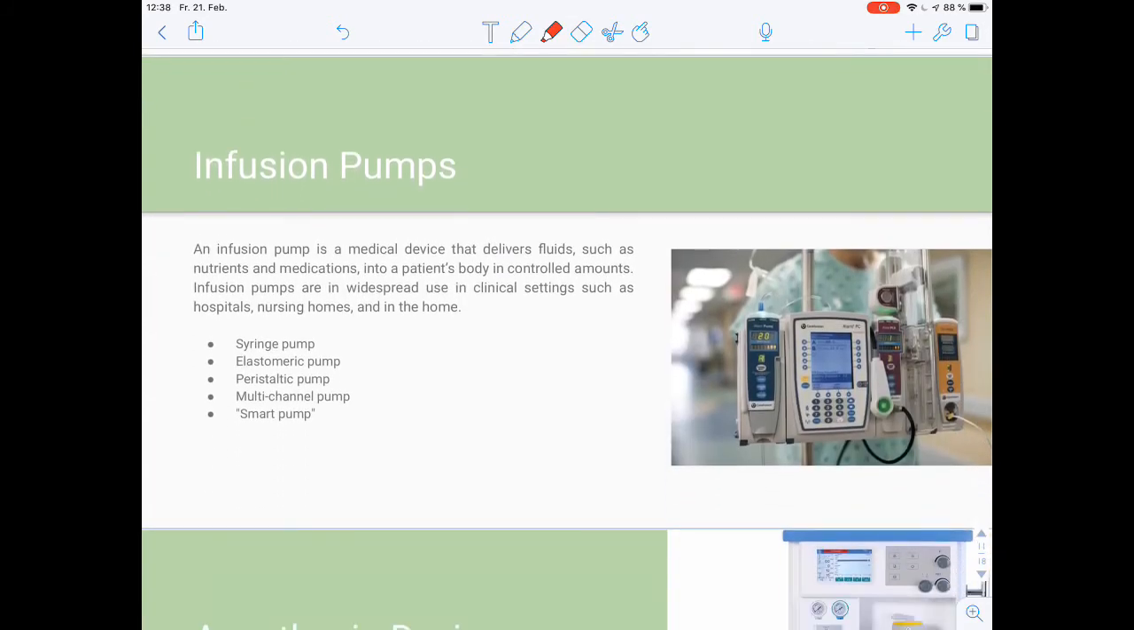Next, we have the infusion pumps. That is very important in the medical field because it delivers fluids. It is not strictly for diagnostics, but it is very important for the care of the patients in delivering medical fluids. And we have 5 types: the syringe pump, elastomeric pump, peristaltic pump, multi-channel pump, and the most used one, the smart pumps. And these smart pumps have integrated alarm devices and other such mechanisms that alert the doctors of the good use or the bad use of the infusion pumps.